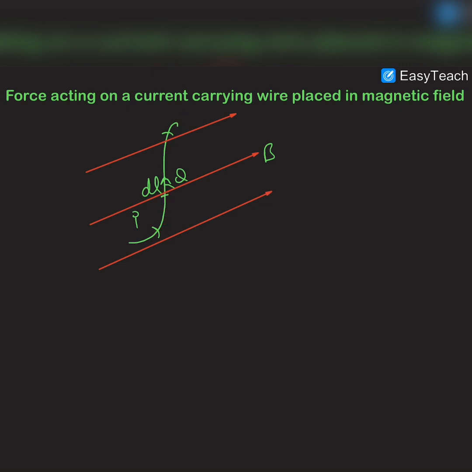So if we wish to find out the force acting on a small element, a small length of this wire, this length is dl, then this force can be calculated by a simple analogy in which we assume that a small charge dq is flowing in the direction of dl, and it moves by a distance of dl in time dt. So the velocity v of this charge will be dl by dt.